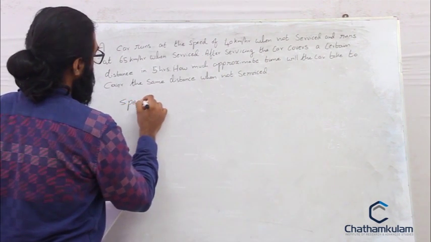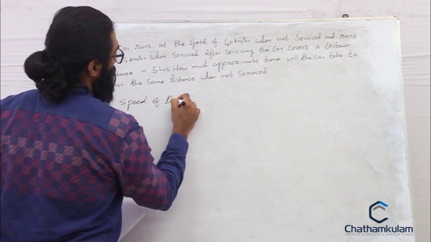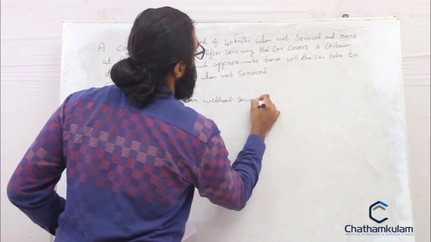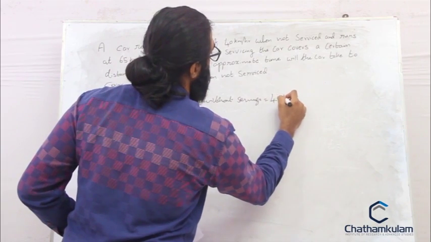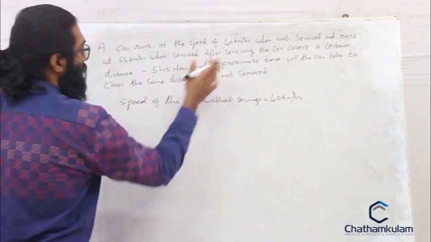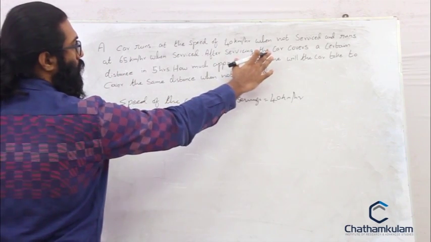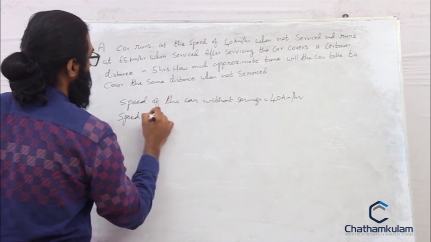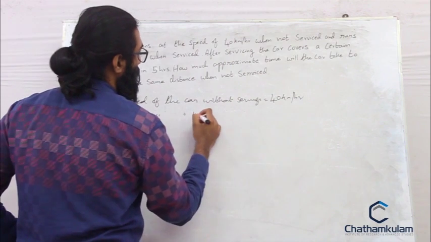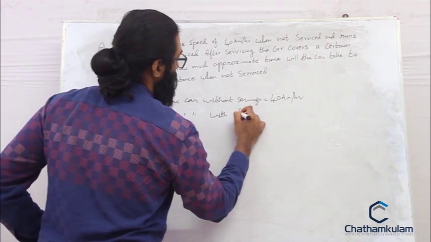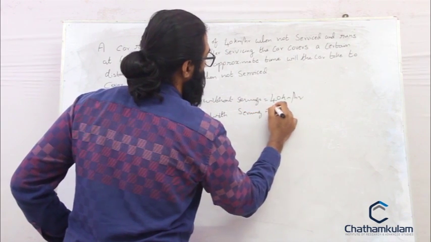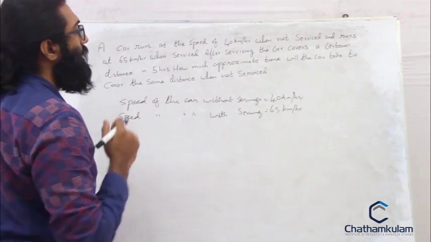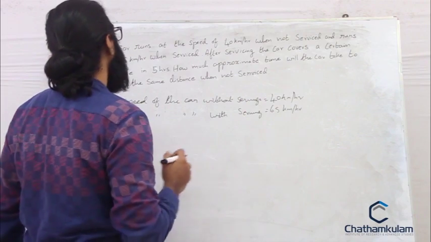Speed of the car without servicing is equal to 40 km per hour, right? Then next, what is given? When it is serviced, it's 65 km per hour, right? Speed of the car with servicing is equal to 65 km per hour. Okay. After servicing, the car covers a certain distance in 5 hours.